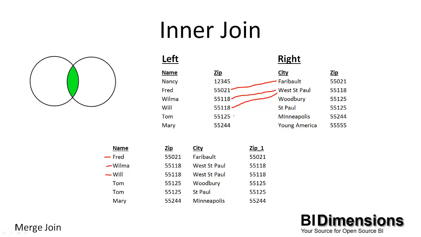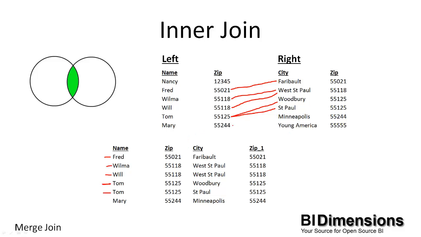Now, Tom is in 55125, and you'll know St. Paul is 55125, so he gets an entry here. But you'll also notice that Woodbury is at 55125, so there's also an entry for Woodbury. I guess that was the first one here, Woodbury, and then Tom with St. Paul, 55125, shows up again. So we're merging them all together. If we have two entries in one, we'll end up with two entries down here at the bottom.